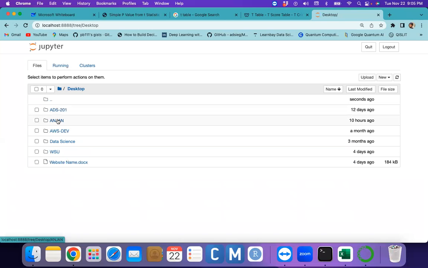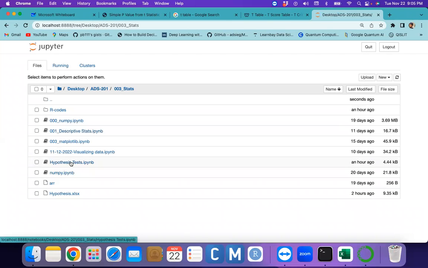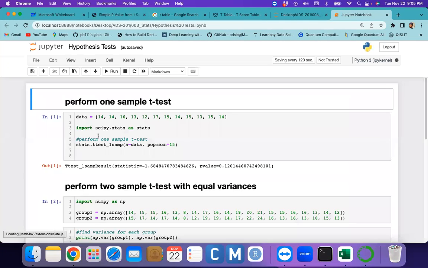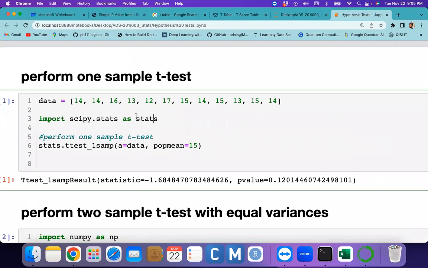So let's go for your folder. So, hypothesis test. In the Python programming language, we have scipy.stats. We have to import this stats module, and this is my sample data.